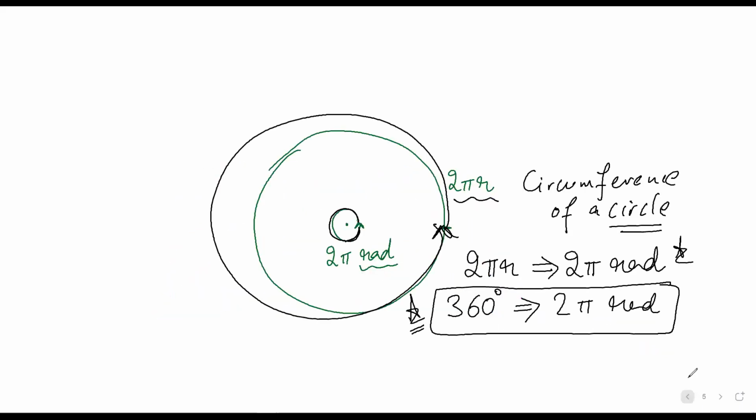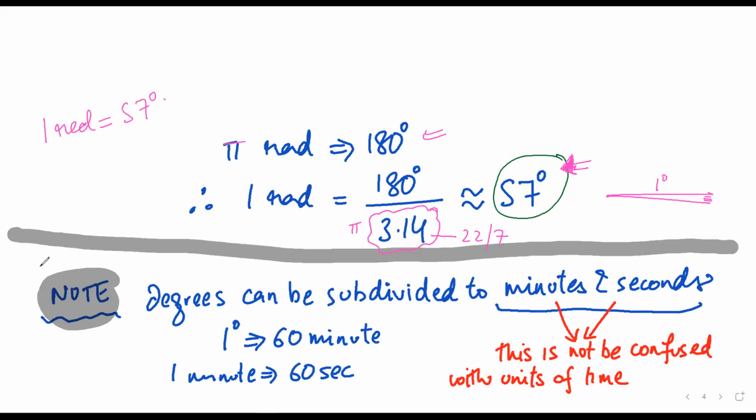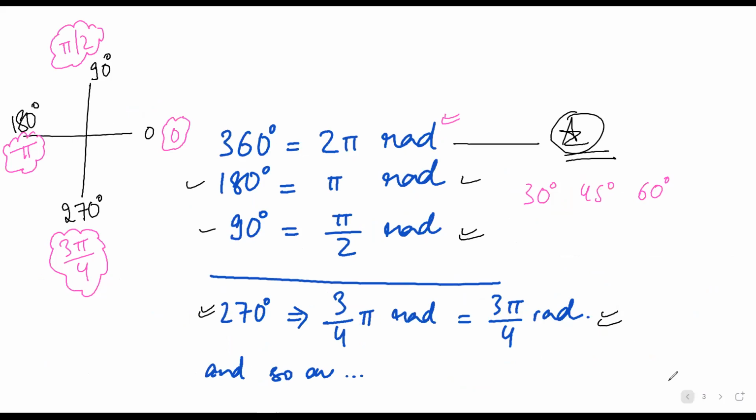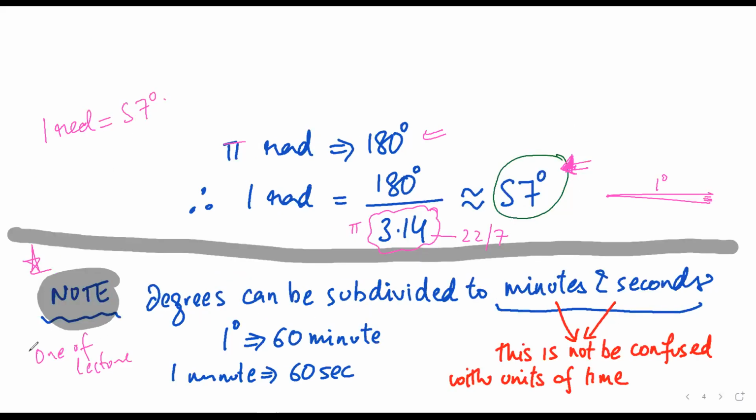I will just stop here. I will not go into further detail, but this is something that we'll discuss in one of the lectures. Because in this lecture, I want to limit myself to just the conversion of degrees to radians. This is a separate lecture. We'll have a separate lecture about this. So, are we comfortable with the conversion?